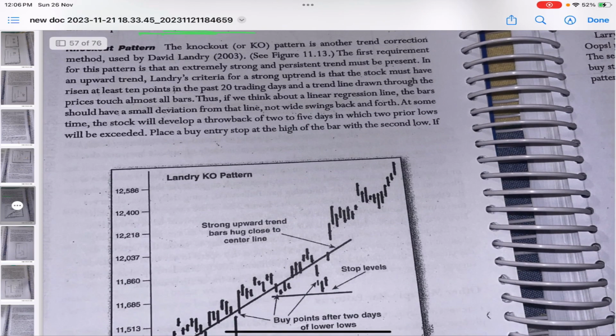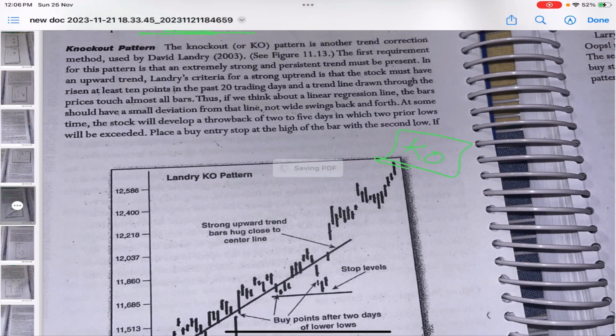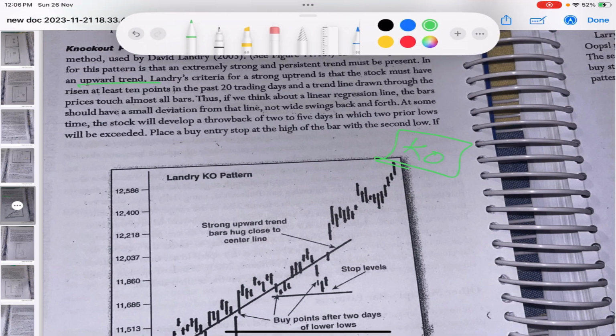Next we go to the knockout pattern, and the knockout pattern also has a symbol where it is represented as the CKO pattern. So what exactly is a knockout pattern? Again, this is also a trend correction pattern like we've been discussing so far. First, there should be a pre-existing trend going on, a very strong trend in either direction, either an uptrend or a downtrend. So that is something which needs to happen first. And after that, let's say there's an uptrend going on. A strong uptrend means the stock must have risen at least 10 points in the past 20 trading days, and a trend line drawn through the price touches almost all bars.